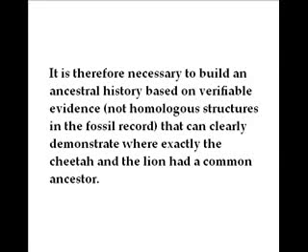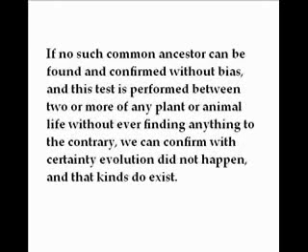It is therefore necessary to build an ancestral history based on verifiable evidence, not homologous structures in the fossil record, that can clearly demonstrate where exactly the cheetah and the lion had a common ancestor. If no such common ancestor can be found and confirmed without bias, and this test is performed between 2 or more of any plant or animal life without ever finding anything to the contrary, we can confirm with certainty evolution did not happen, and that kinds do exist.